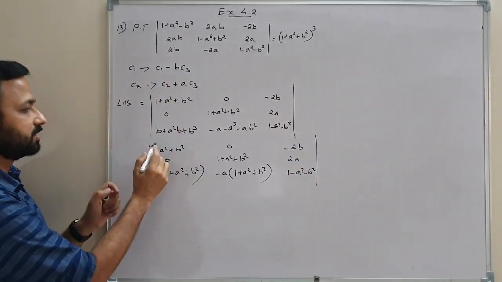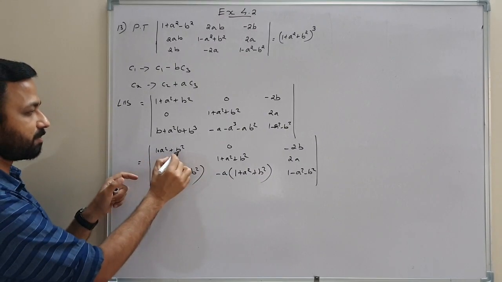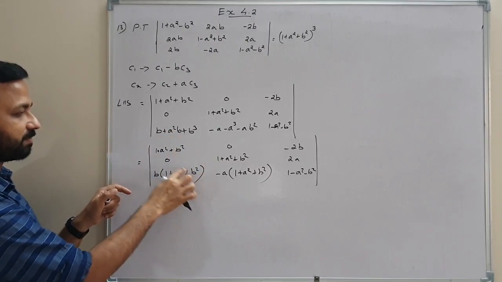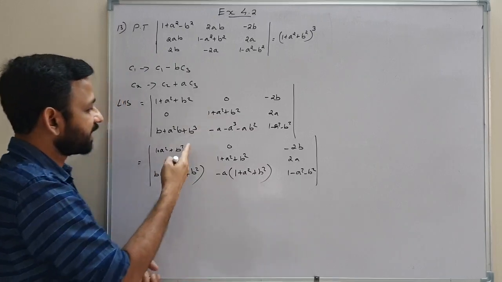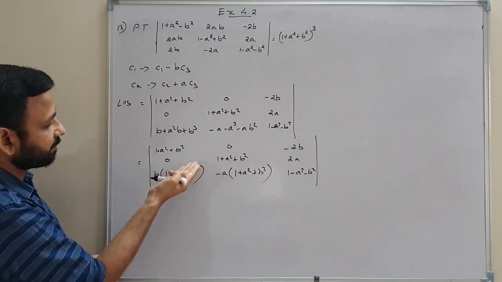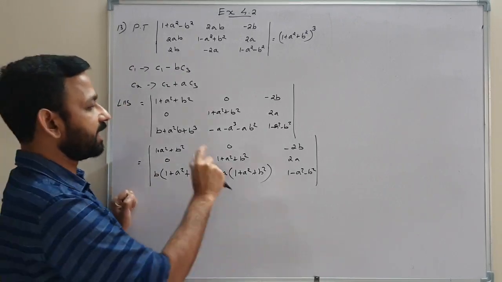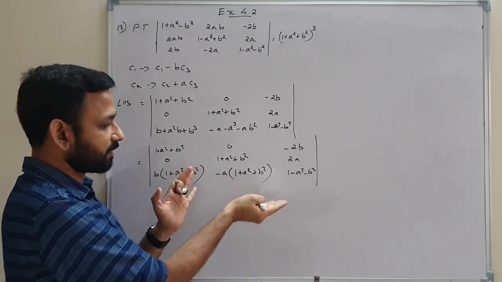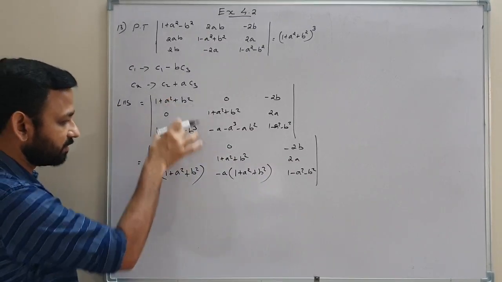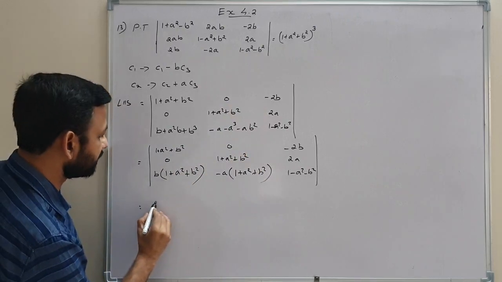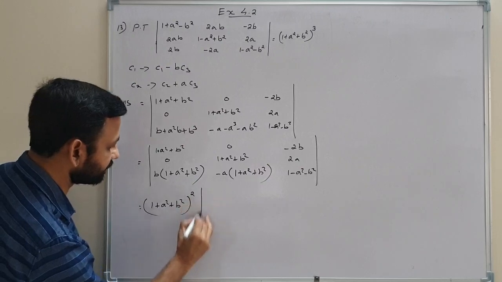Now we can take 1 plus a square plus b square common here. In first column, 1 plus a square plus b square, 1 plus a square plus b square. Here we don't have any element 0, so we can easily take 1 plus a square plus b square outside from first column. And similarly, we can take 1 plus a square plus b square outside from second column. So when we take it outside from first column and second column, it will be 1 plus a square plus b square raised to the power 2.